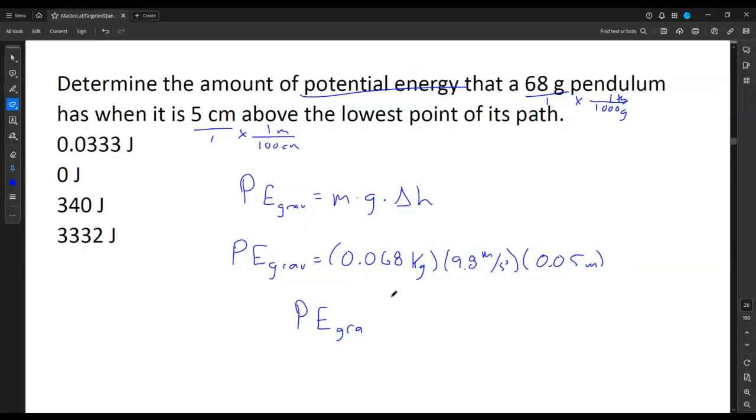Then if we multiply these things together, we get something like 0.03332 joules. Looks like this top one.